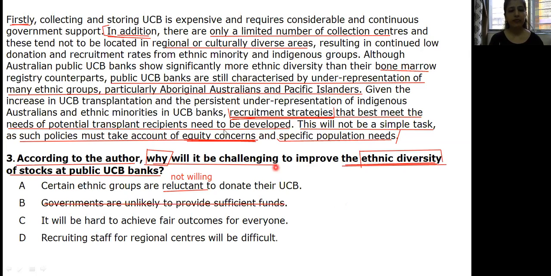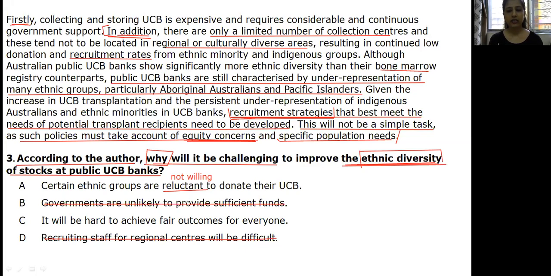So D may seem a very catchy option. You can exactly see the word recruitment being referred to multiple times. But if you logically understand the whole issue, how does it matter whether the staff is from culturally diverse areas or not? What you are looking for is the recruitment of umbilical cord blood. Right? So this is not true, false, not given or matching questions the way you have in reading part A. This is understanding the inferential meaning.